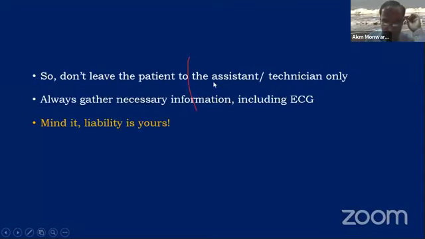So don't leave the patient to the assistant or technician only. Always gather necessary information, including ECG. I am giving much emphasis on this. Mind it, liability is yours.